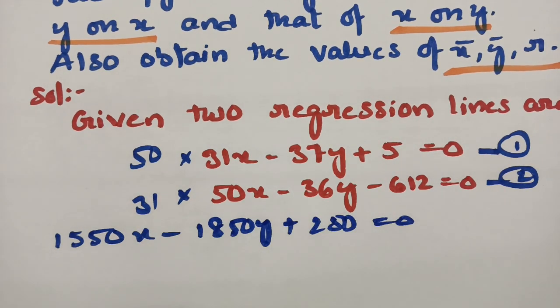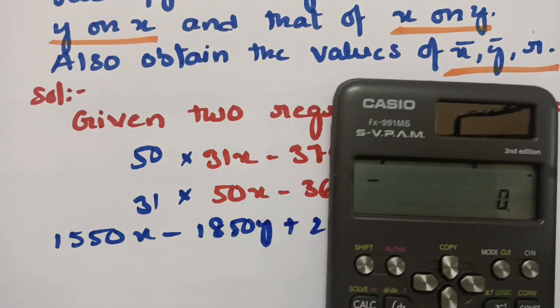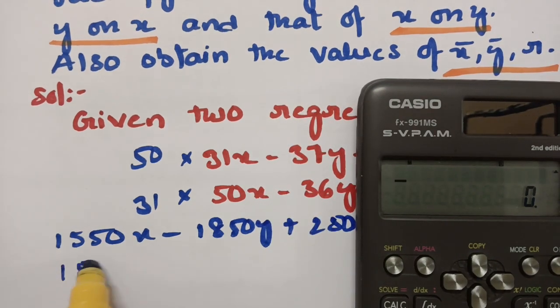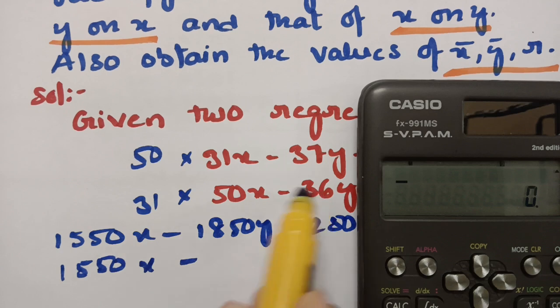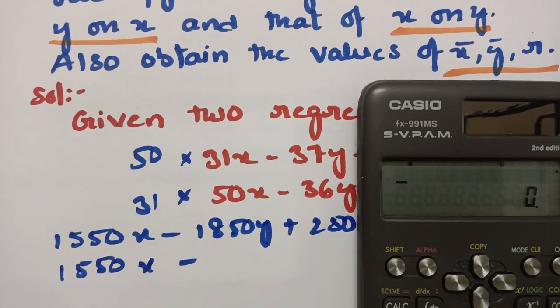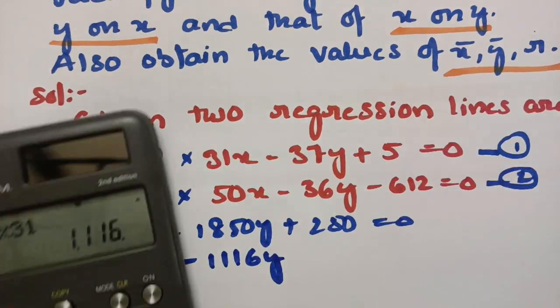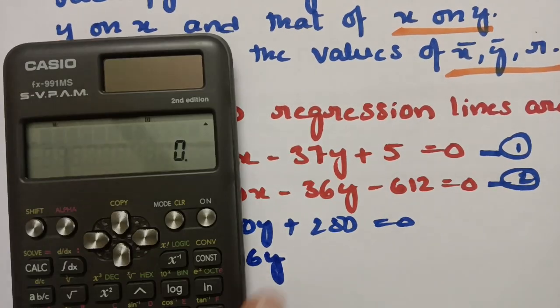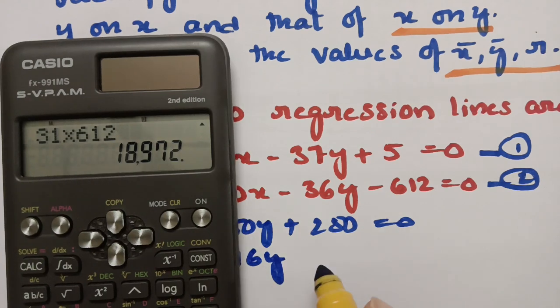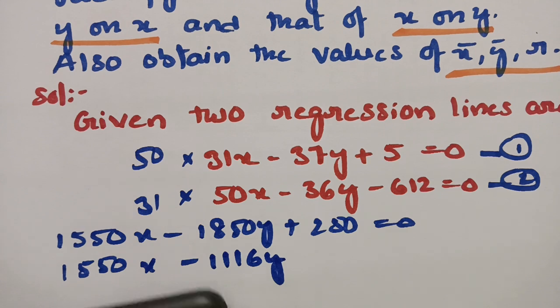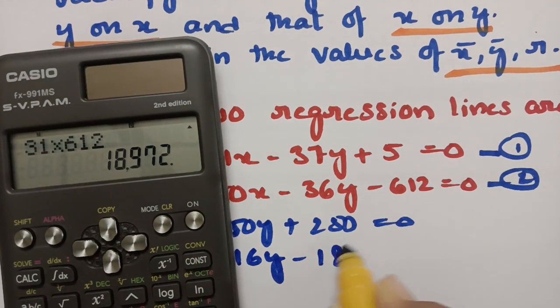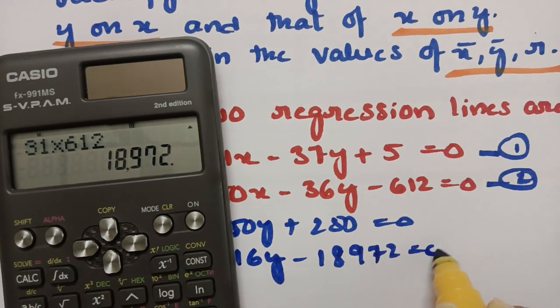And the next one is 31 into 50, again 31 into 50 is nothing but 1550x minus 36 into 31. The value here is 1116y, and the next one here is 31 into 612. Is this minus or plus? This is minus 18972 is equal to 0.